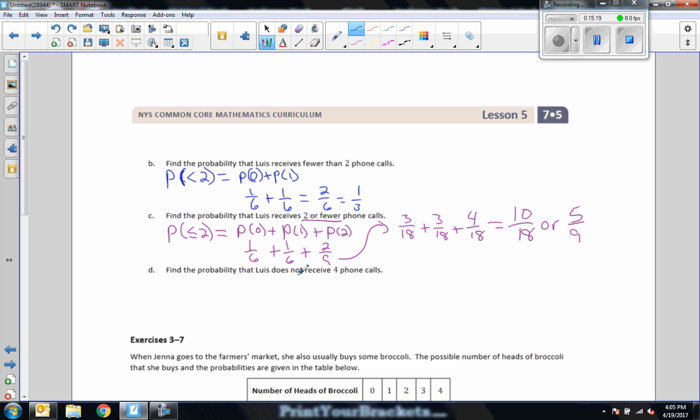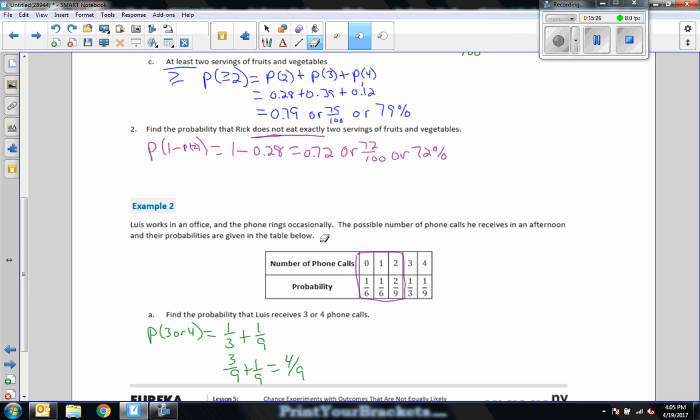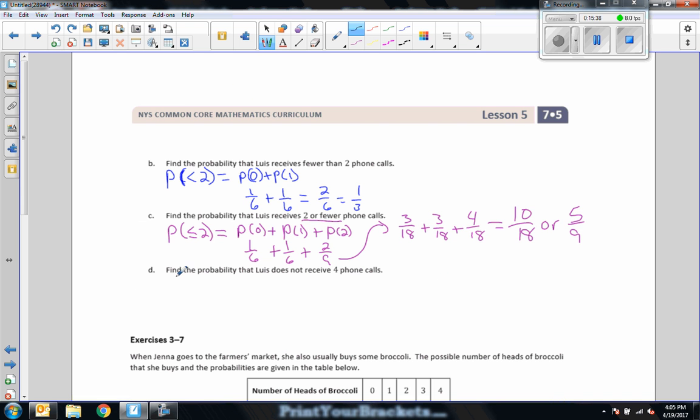Alrighty. Find the probability that Luis does not receive 4 phone calls. The probability that he does not receive 4 phone calls is 1 minus receiving 4 phone calls. Remember that little trick? If this adds up to 1 and we take that away, these 4 add up to my answer, and it's the same as 1 minus this, 1/9. So, the probability that he does not receive 4, that's the symbol for not, a little squiggly.